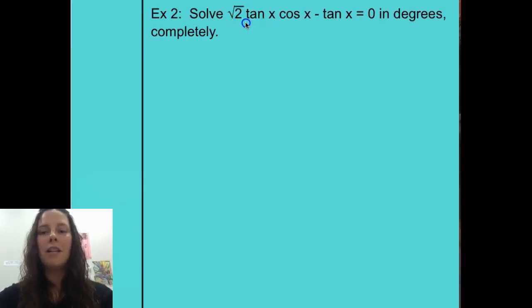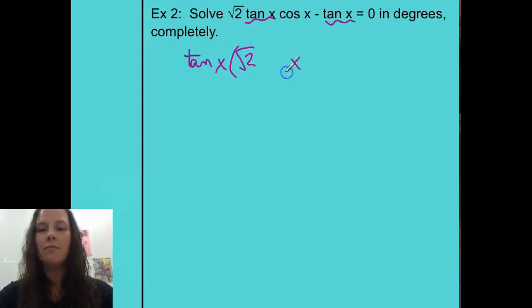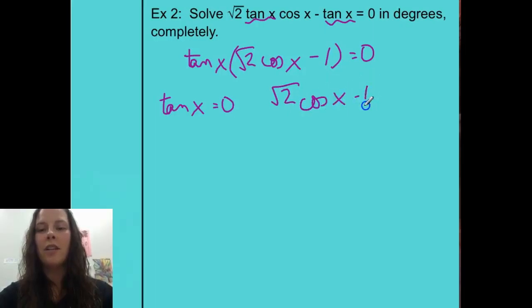Our second example, I'm seeing the same thing. I've got a common factor here. So I'm going to take out the tangent, leaving me with root 2 times cosine x from my first term, minus 1 after I divide out that tangent equals 0. Setting each piece equal to 0, we're looking for where does tangent equal 0? And where does the square root of 2 times the cosine of x minus 1 equal 0?